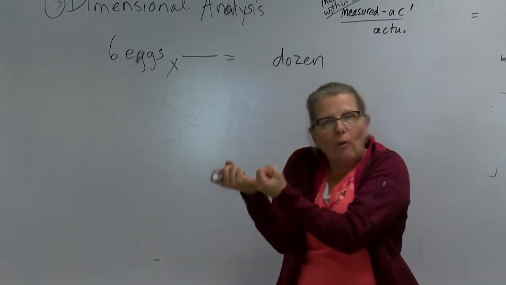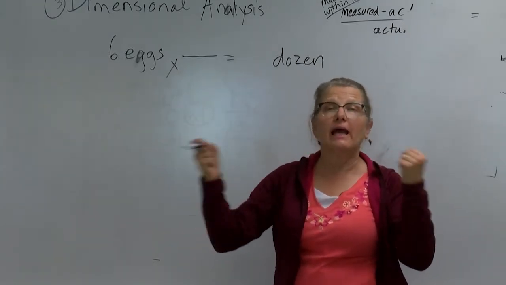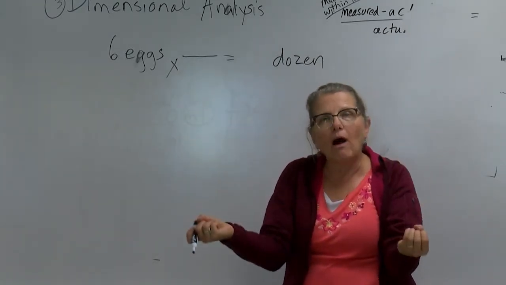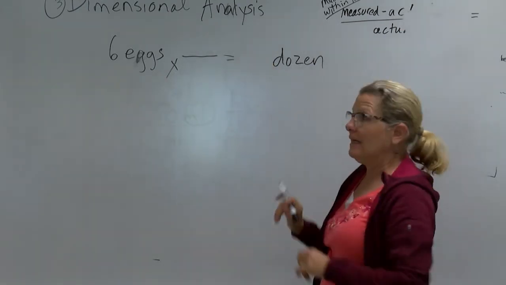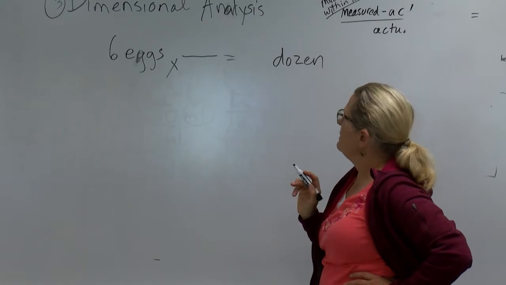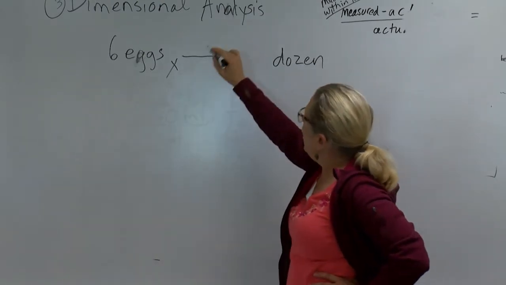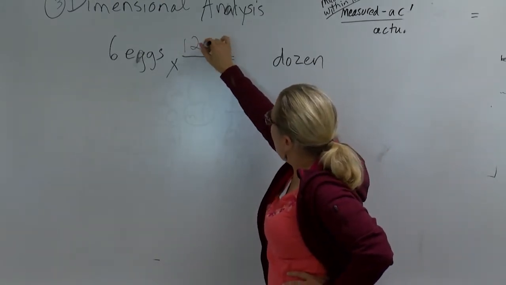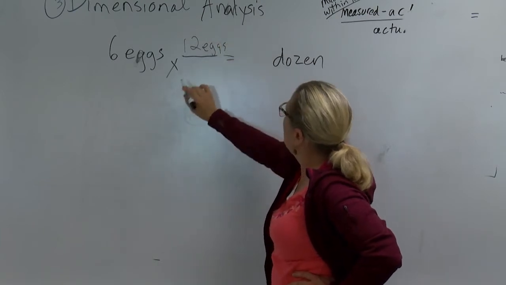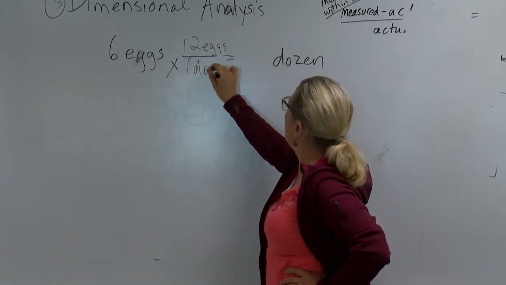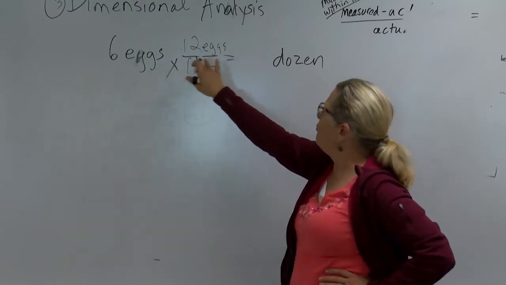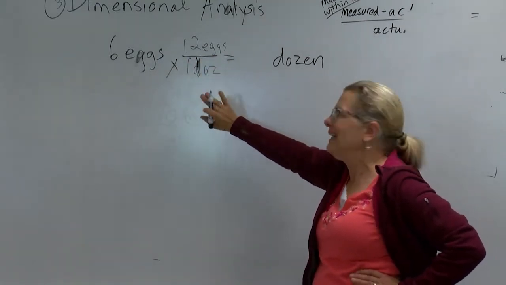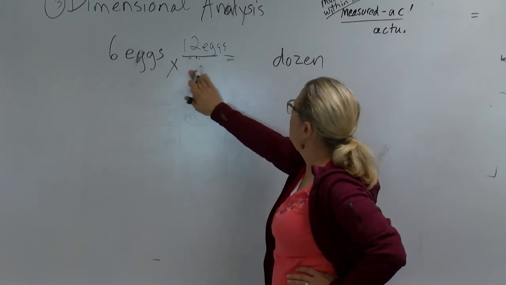1 dozen and 12 eggs is the same thing, 1 dozen eggs and 12 eggs. That's an equality. We can put that equality here, and now we can see how many dozen 6 eggs is. So do we want to put 12 eggs here and 1 dozen here? 1 dozen here. Then we end up with eggs squared over dozen. No, we don't want that.